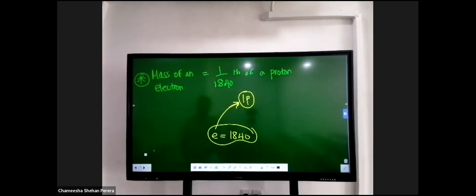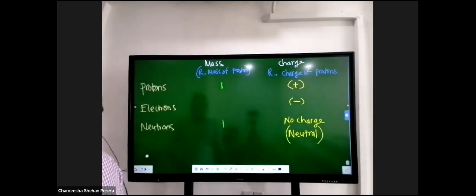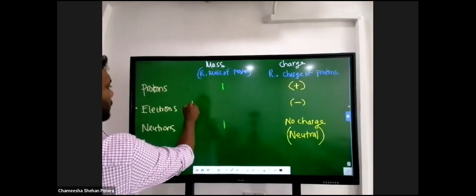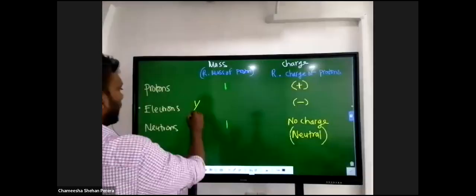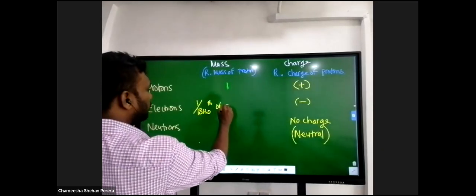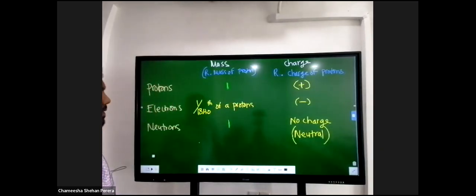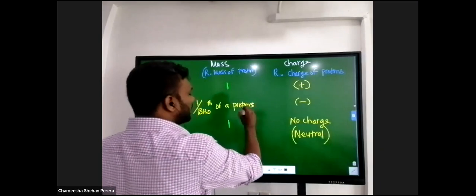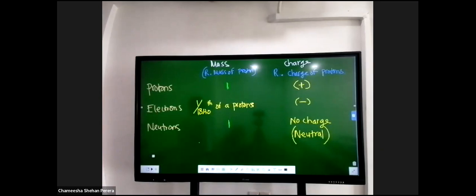So then we can write the mass of an electron also. The mass of an electron is 1 over 1840th of a proton. That is the mass of an electron. I'm not yet done. So the mass of an electron will be 1840th of a proton.